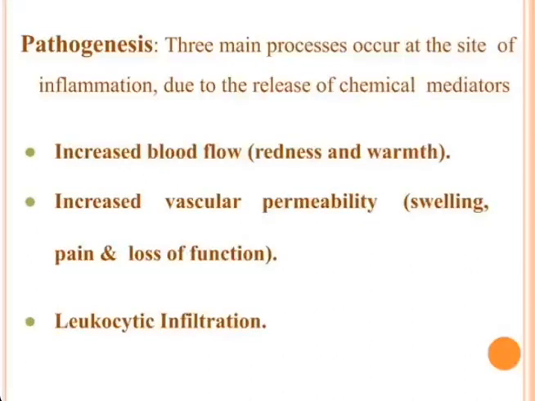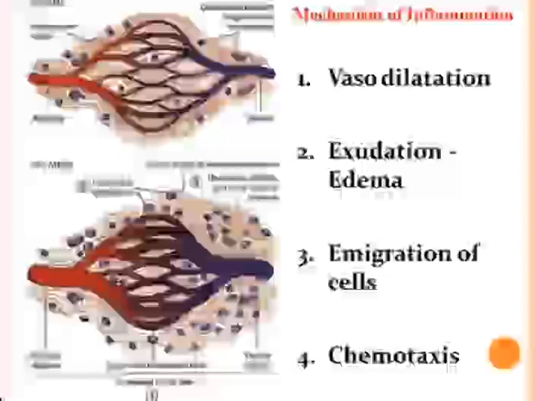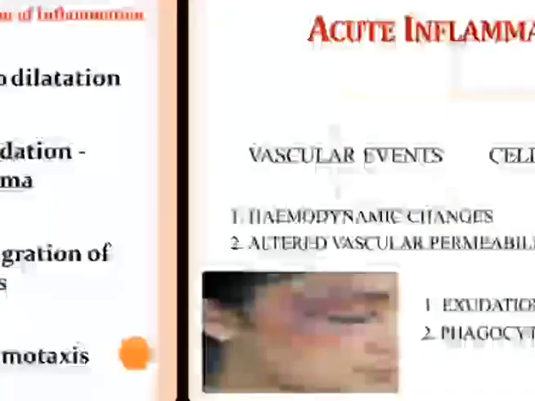Pathogenesis: 3 main processes occur at the site of inflammation due to the release of chemical mediators. Increased blood flow, causing redness and warmth; increased vascular permeability, causing swelling, pain and loss of function; and leukocytic infiltration. Mechanism of inflammation: vasodilation, exudation, edema, emigration of the cells and chemotaxis.